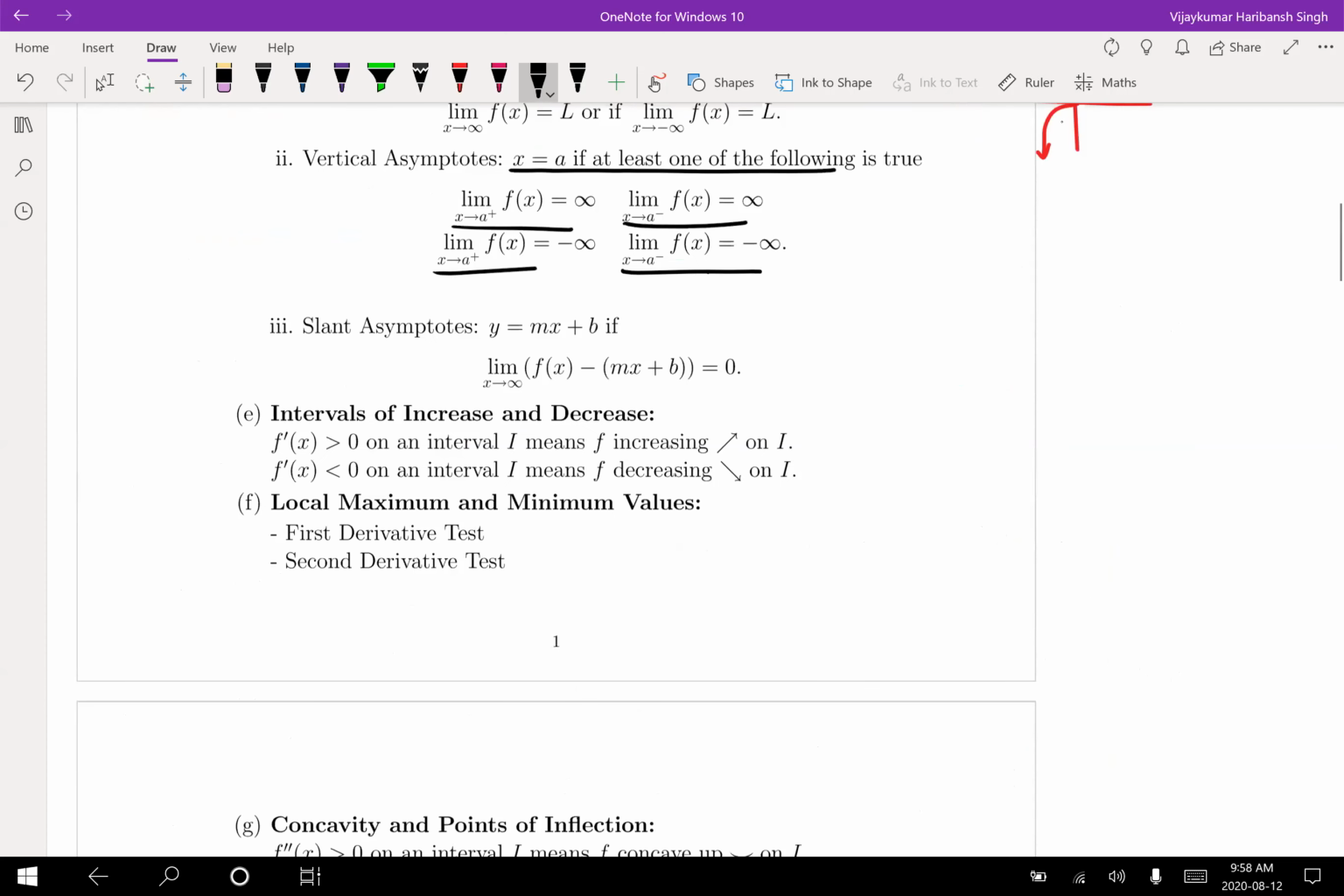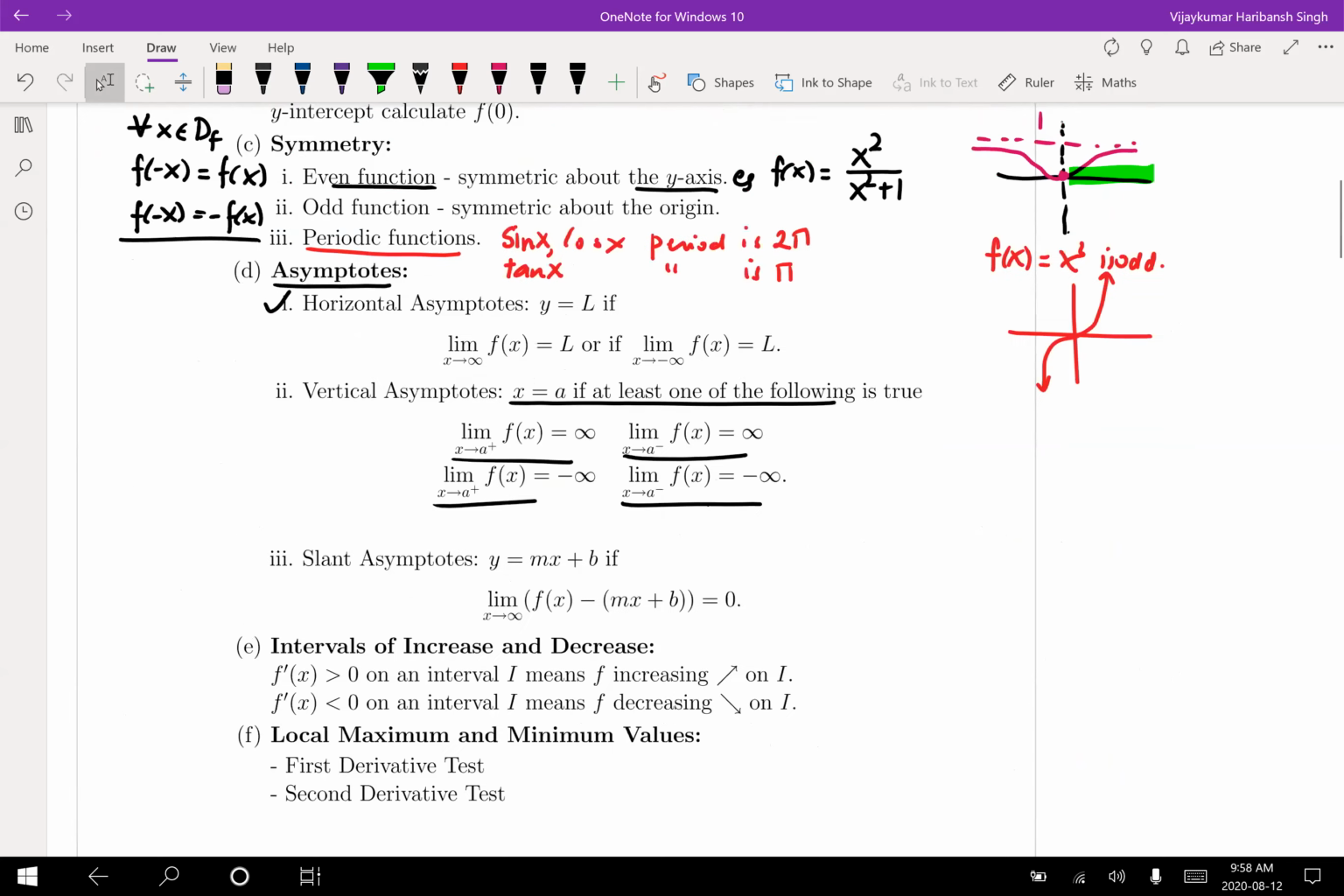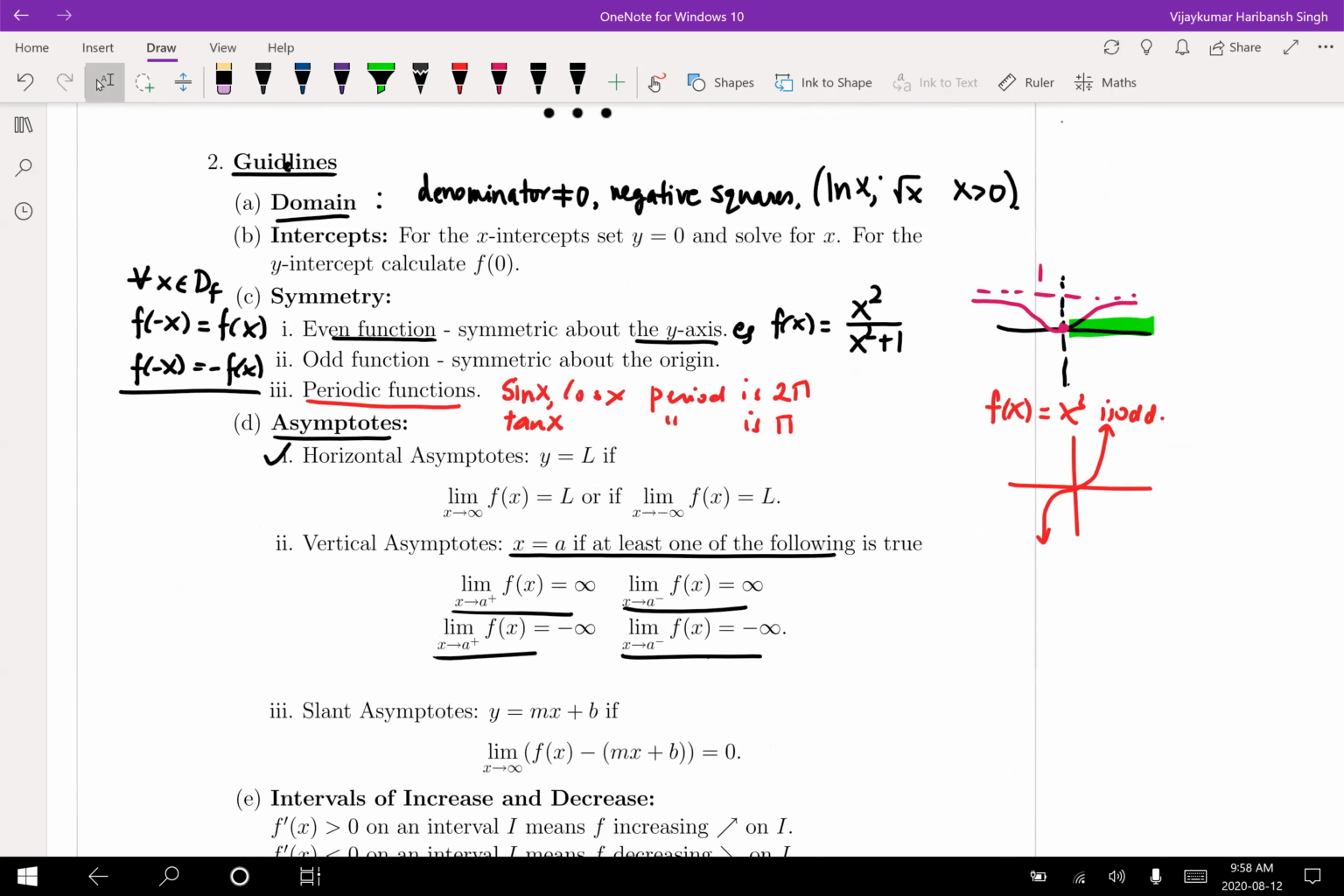So now what is the other thing? So we'll come to the slant asymptote. So what is a slant asymptote? A slant asymptote looks like that. You will have a line y equals mx plus b, to which your graph comes very close. So this is what happens when you have a slant asymptote.